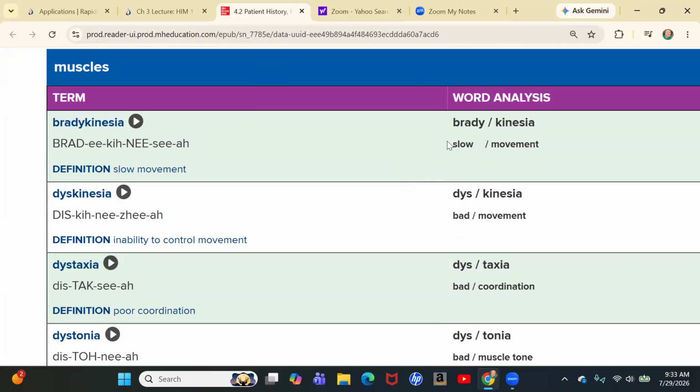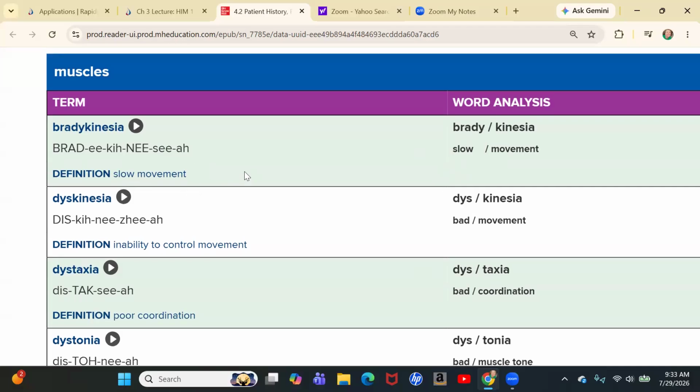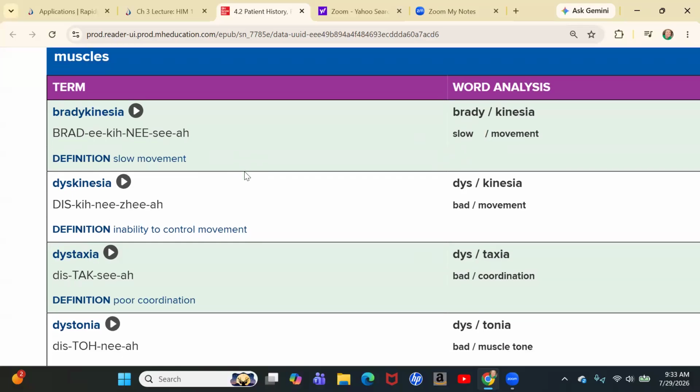Moving on to some of the muscles. We've had a lot of these prefixes back in chapter 1, so make sure you go back through and review those. Remember, the prefix brady means slow. So bradykinesia, slow movement, a person who is walking slow, getting up from a seated position slow, moving slow, that's bradykinesia.